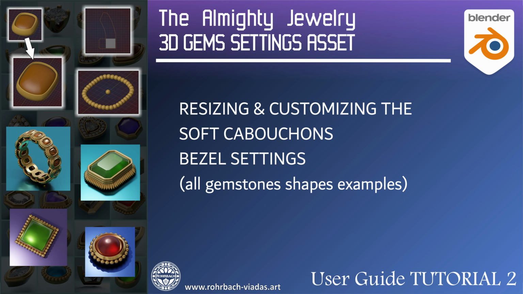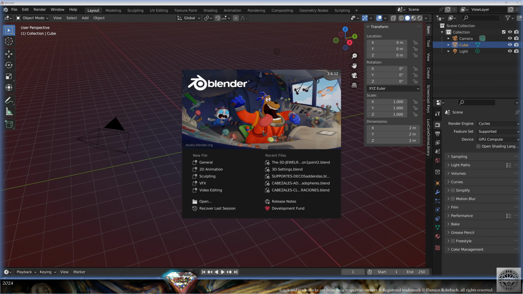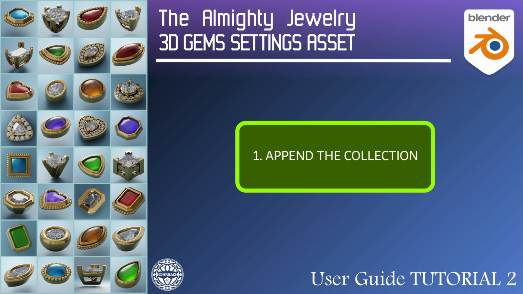This video is about the almighty 3D jewelry settings asset in Blender. Today I'm going to show how to customize the soft cabochon settings. I'm going to go in alphabetical order of the gemstone shapes in the assets.